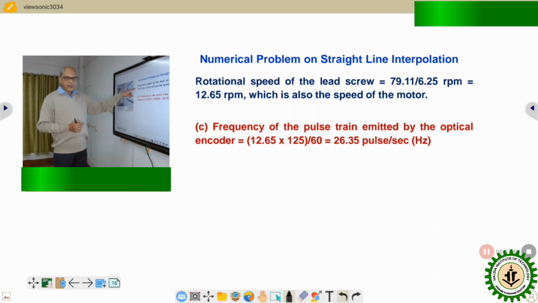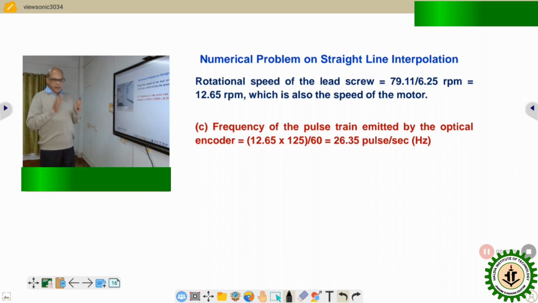12.65 is the number of rotations. The encoder disc has 125 slots. So what is the total number of pulses emitted per minute? Mind that this is RPM, revolutions per minute, but frequency we always express in hertz. So per minute has to be converted to per second. So 12.65 into 125 is the total number of pulses emitted in 1 minute. If we divide it by 60, we will get 26.35 pulses per second, which is the pulse frequency expressed in hertz. Okay, so that is all about straight line interpolation.